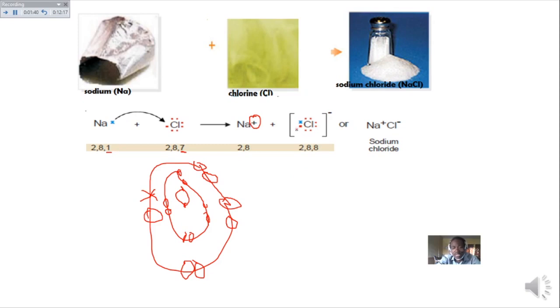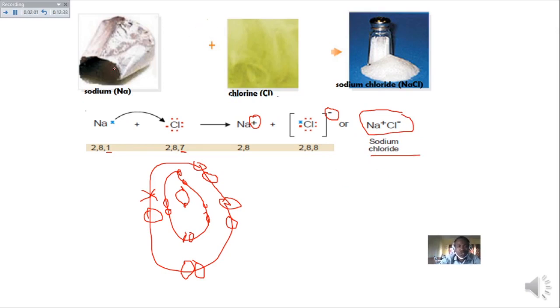Electron. Because the chlorine has accepted the electron, what happened? How many electrons is it accepting? It's accepting just 1. Therefore, we put what? Minus what? Minus 1. Now you've achieved what we call oppositely charged ions. The two ions will now combine together to form what we call sodium chloride.